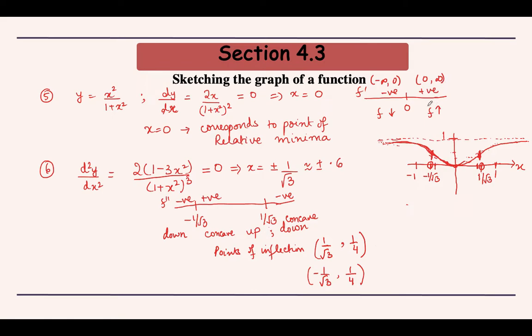So we will now check the sign of f dash in these two intervals. The first expression of f dash or dy by dx is this. Here you can see that the denominator is always positive. So the sign is determined by the sign of 2x, and in fact the sign of x.